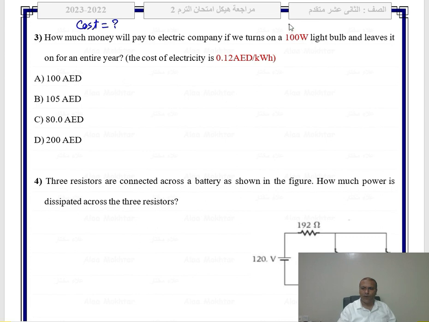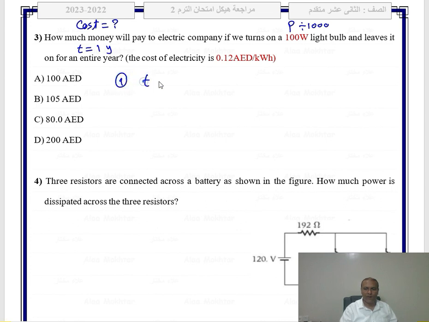First one, 9 watt. Number 3, how much money, you ask about cost, will you pay to the electric company if we turn on a 100 watt light bulb, I need to convert it to kilowatt, divide by 1000, and leave it on for an entire year?